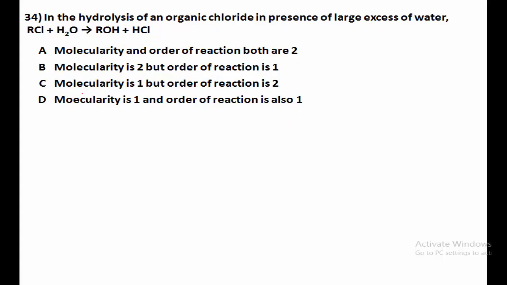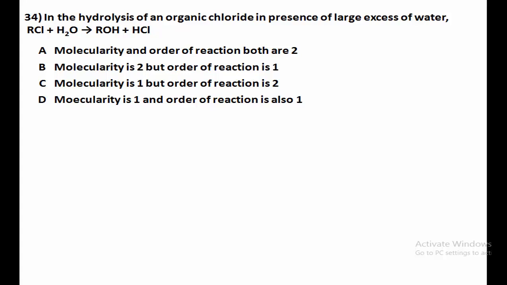The next question, 34th question. In hydrolysis of an organic chloride in presence of large excess of water, RCl plus H2O gives ROH plus HCl. So alkyl chloride, when it is hydrolyzed, gives alcohol along with hydrochloric acid. In this reaction, the molecularity and order of reaction both are 2. Molecularity is 2 but order of reaction is 1. Molecularity is 1 but order of reaction is 2. Molecularity is 1 and order of reaction is also 1.